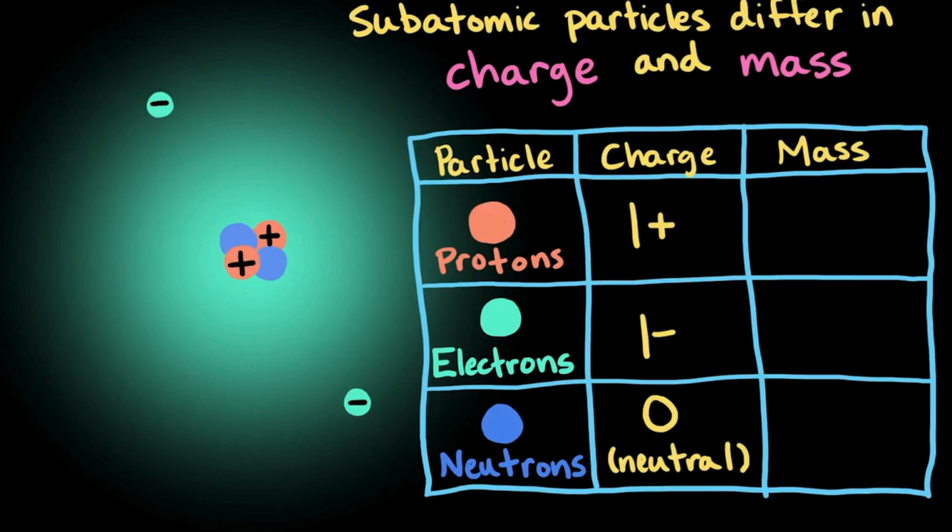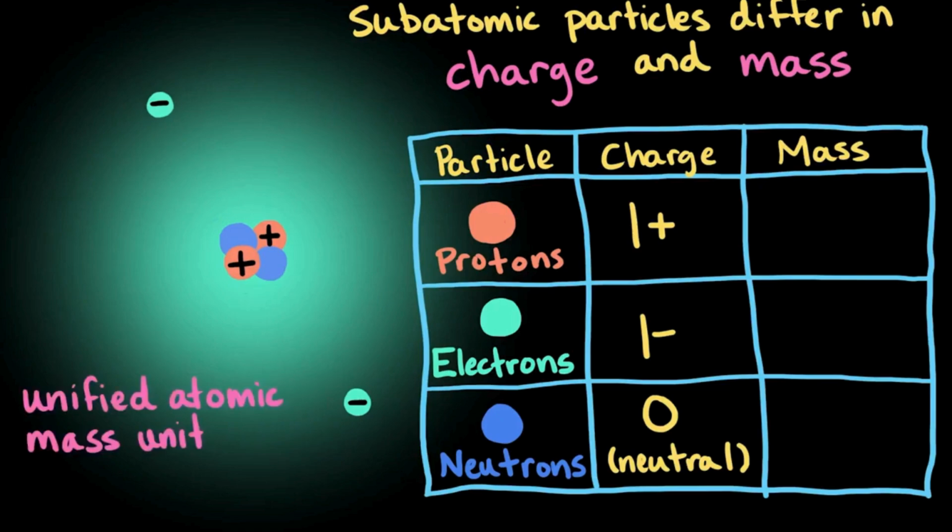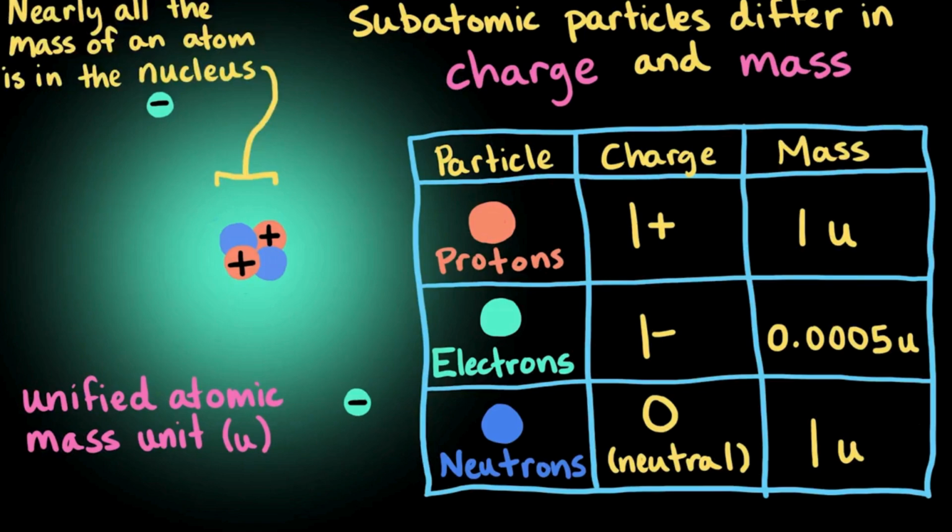What about mass? The unit we use to express the masses of subatomic particles is the Unified Atomic Mass Unit, abbreviated as U. Protons and neutrons have a similar mass, about 1 U. In comparison, electrons have a mass of about 0.0005 U, which makes them roughly 2,000 times smaller than either a proton or a neutron. This means that nearly all the mass of an atom resides in the nucleus and not in the electron cloud.